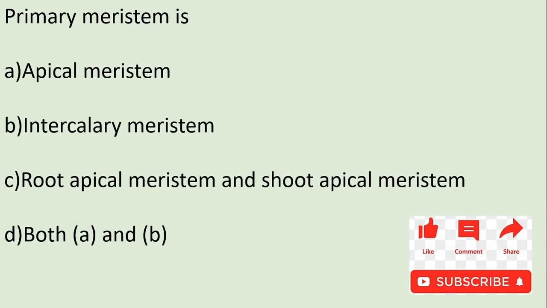Primary meristem is A. Apical meristem. B. Intercalary meristem. C. Root apical meristem and shoot apical meristem. D. Both A and B.